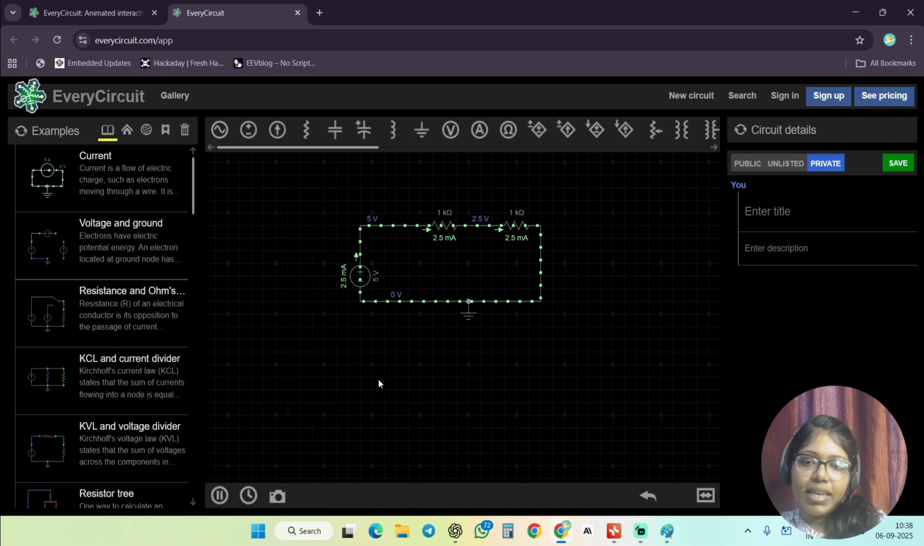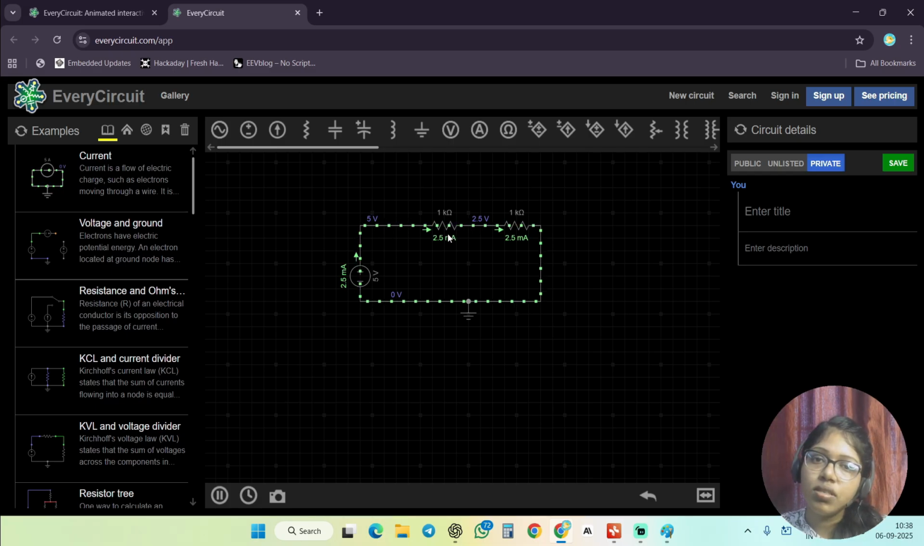Here you can see it clearly, guys. I've applied 5 volts. You can see that whenever the current crosses this line, electrons start to move and current is produced. When it crosses this resistor, the voltage gets dropped, because the 1K ohm resistor reduces the potential of this current. So at this point you can see it is 2.5 volts.